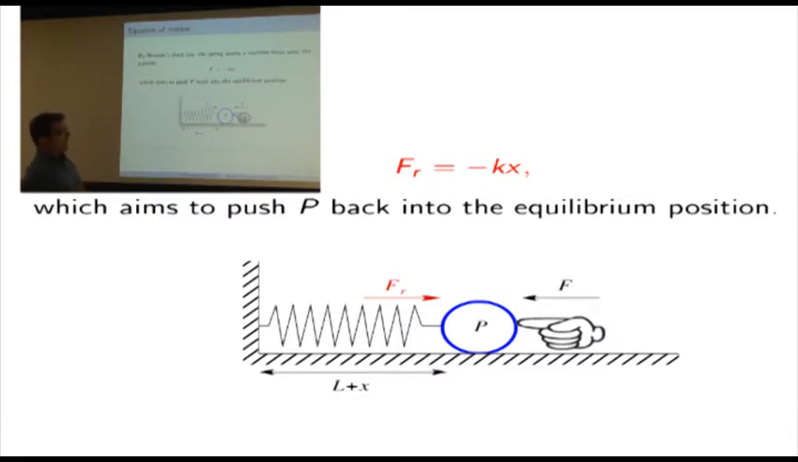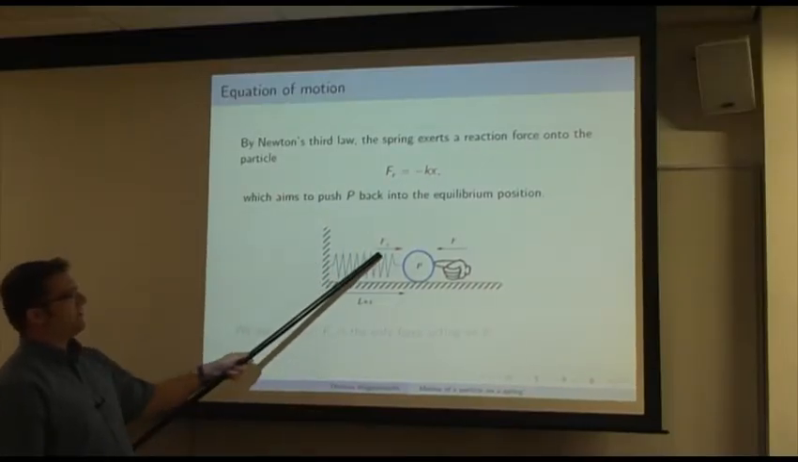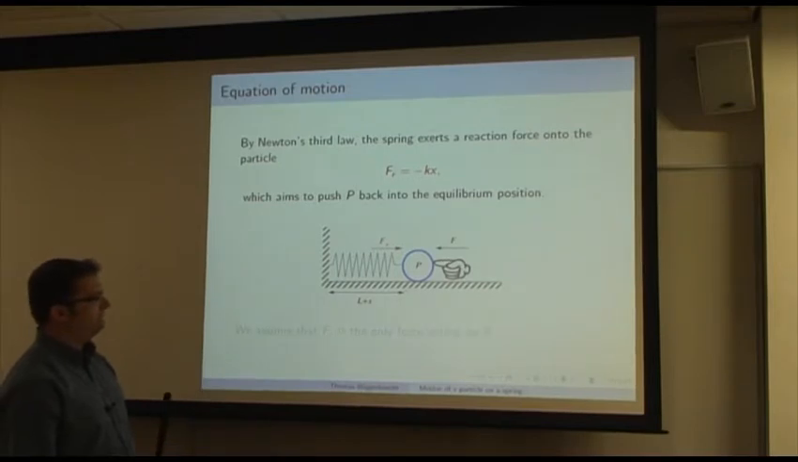First of all, I need to figure out what forces are actually acting on the particle now. Whilst I'm pushing, I've got the force F. And by Newton's third law, I've got an equal and opposite reaction force, which I call Fr. It has the same magnitude, but just the opposite direction, so this is minus k times x. This force is shown as the red arrow here.